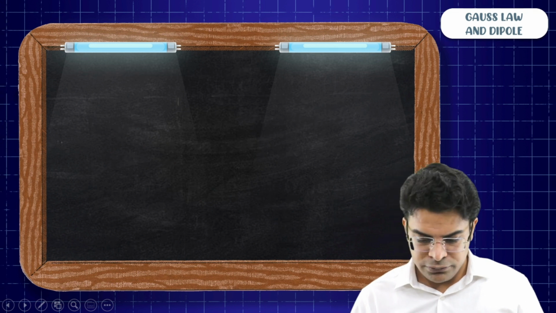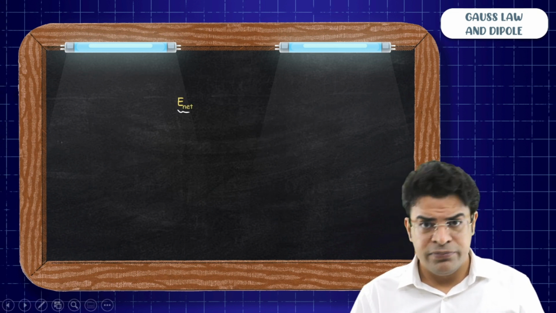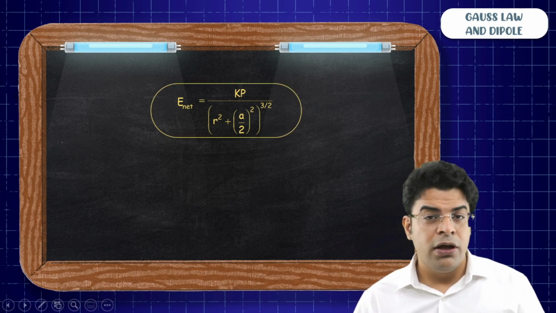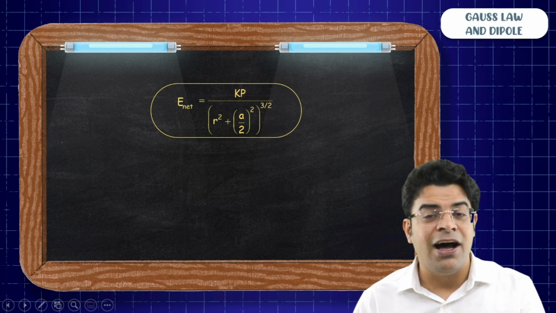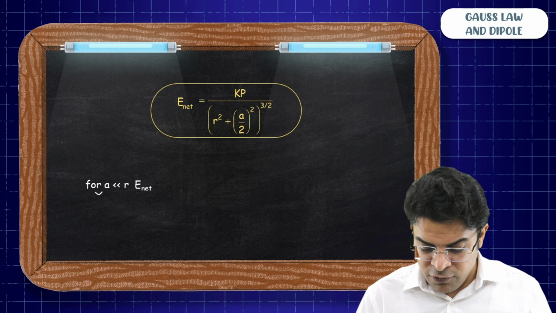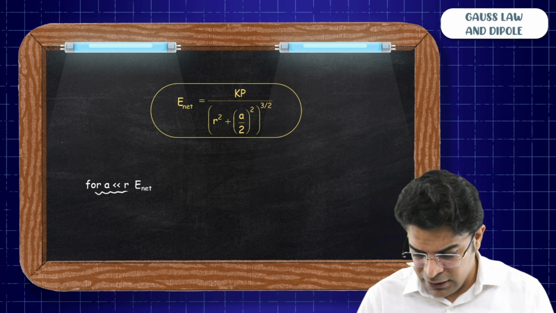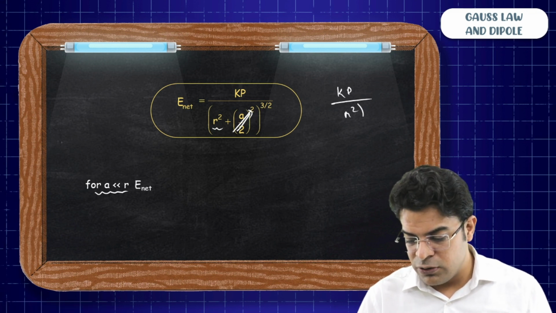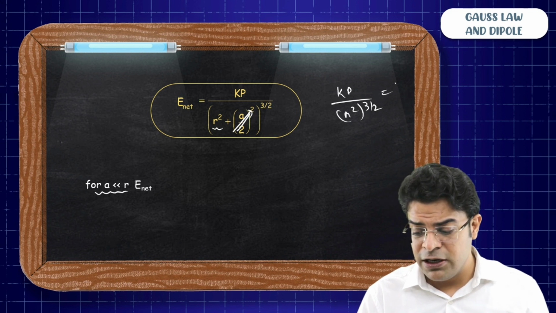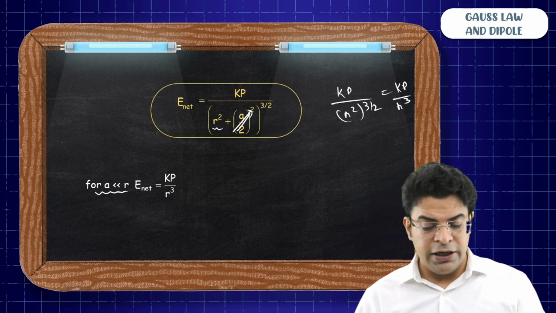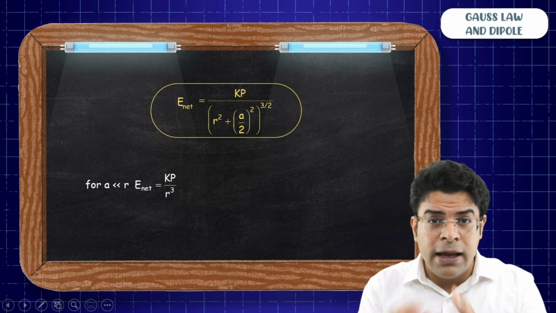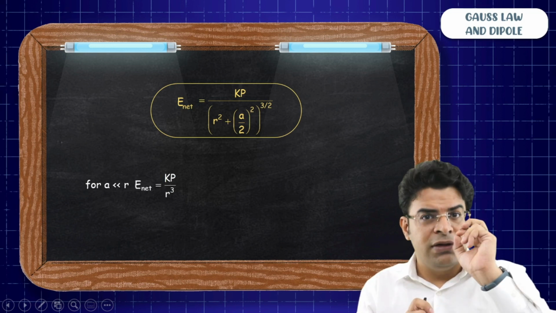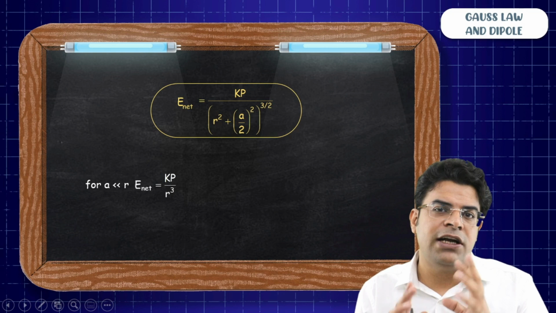So now we know that the net electric field at an equatorial point came out to be kp upon r square plus a by 2 whole square raised to the power of 3 by 2. But the type of dipole we are interested in are short dipoles. Now, for a less than r, you can neglect this term in front of r. So what you will get is kp upon r square raised to the power of 3 by 2, and r square raised to the power of 3 by 2 will be nothing but kp upon r cube. So E net comes out to be kp by r cube for a short dipole, in the case of which the separation between the charges is way smaller than the distance of the equatorial point from the center of dipole.